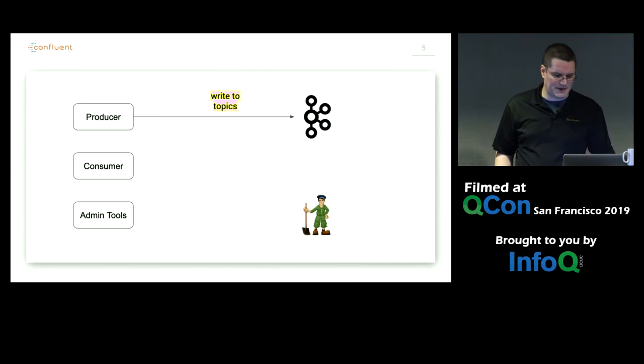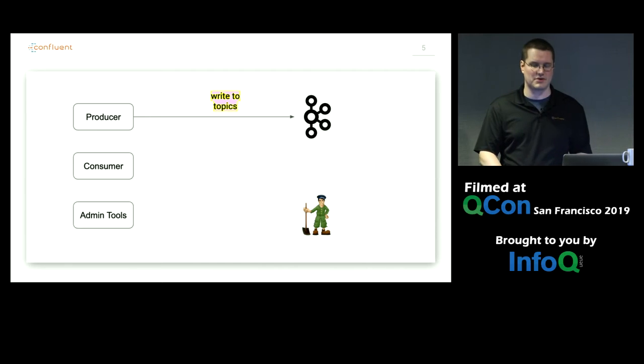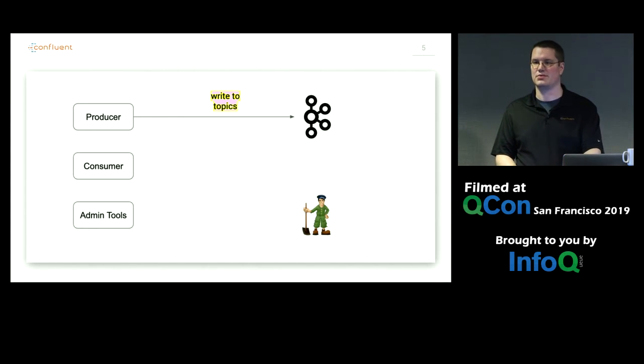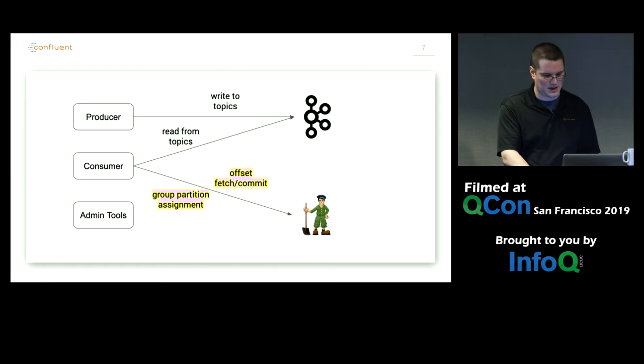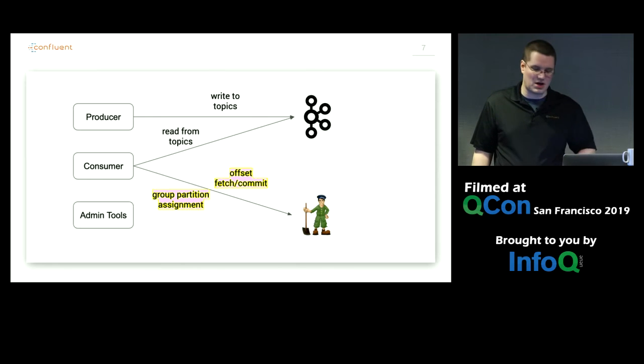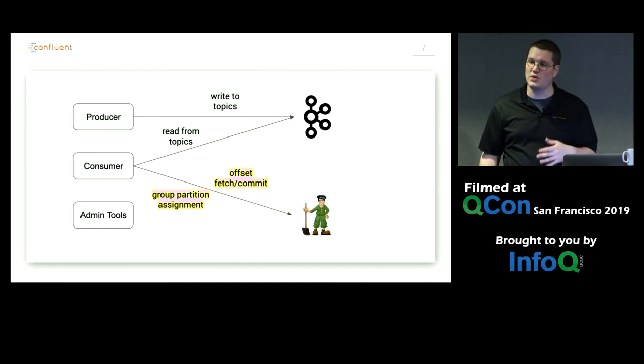So in the very beginning, we had producers. They would write to topics. That was obviously going through the broker. I'm using this Kafka symbol here to represent the broker processes. We would have consumers that would read those topics. But there was a hitch here, which is that the consumers needed to store the offset that they last fetched from periodically. And we used Zookeeper for that in the beginning.